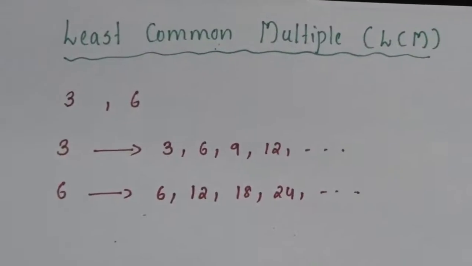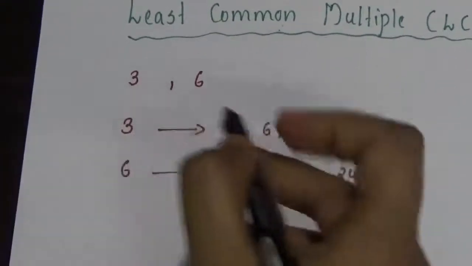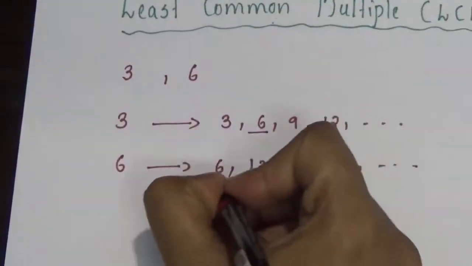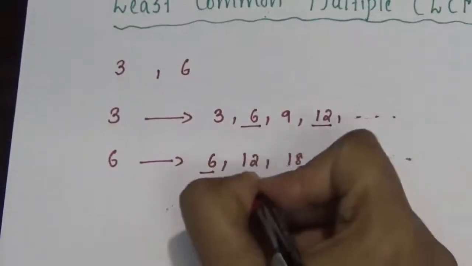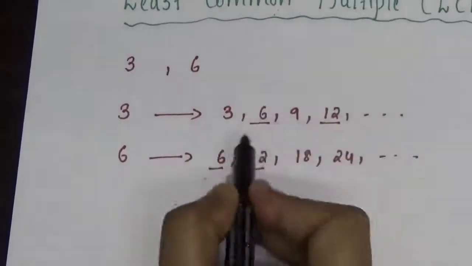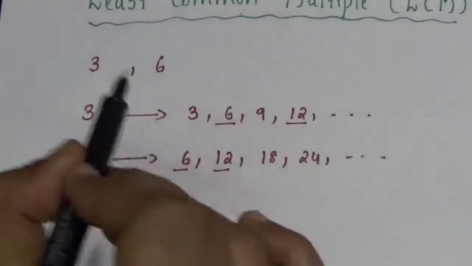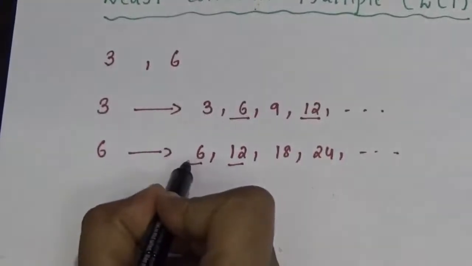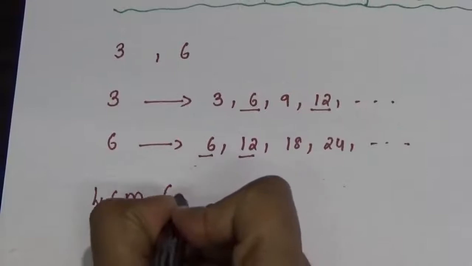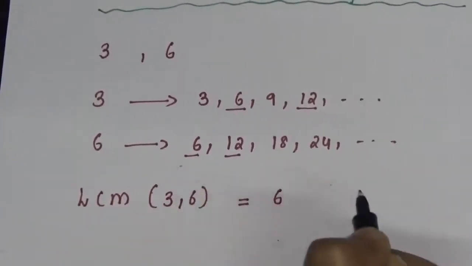Now let's find the least common multiple. So what are the common multiples of 3 and 6? You can see that 6 is common, 12 is common, and 18 will be common. Now in these common multiples, which is the least one? 6 is the least one. So we can write LCM of 3, 6 is equal to 6.